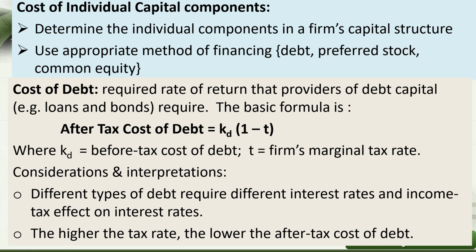And these are the formulas. For cost of debt, for example, how do we calculate the cost of debt? Cost of debt is the required rate of return that providers of debt capital, for example loans and bonds, require. The basic formula is after-tax cost of debt. First we get the investors' required return on the debt financing, so how much they are expecting for giving loans and all this.